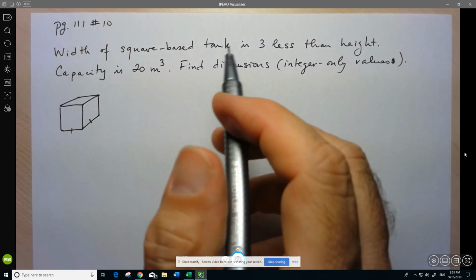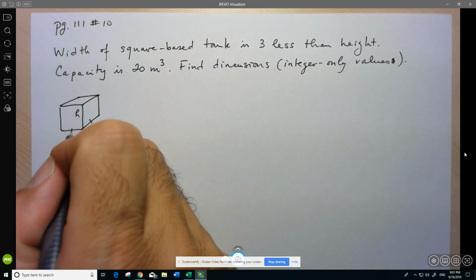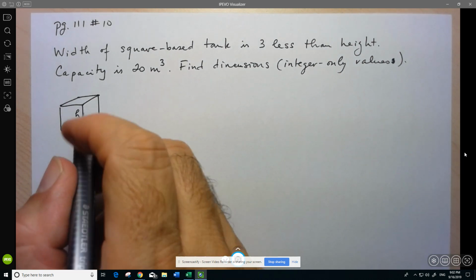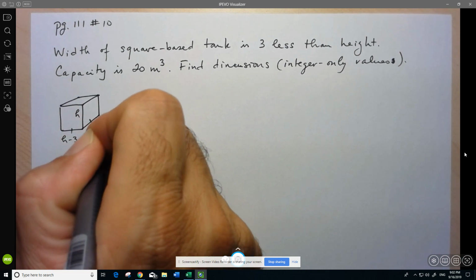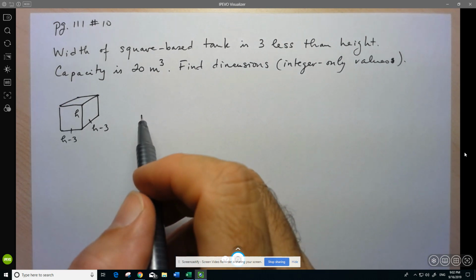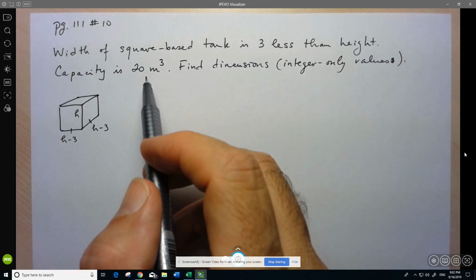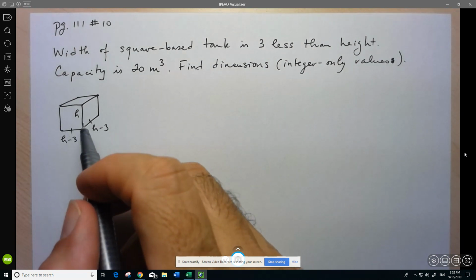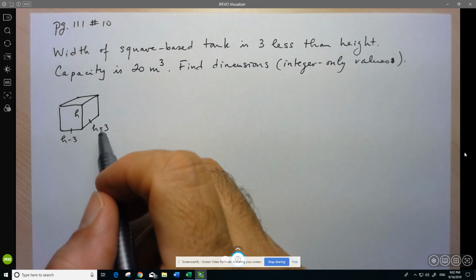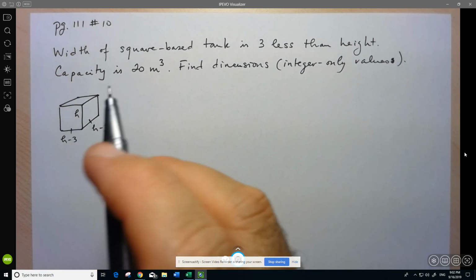If we follow what they tell us, the width is 3 less than the height. So if I call this the height h, then the width, and of course the depth, which has the same measure since it's square based, would be h minus 3. I could solve the problem this way, but I'm going to have to work with the volume, multiplying the base, the width, and the height. I'd end up multiplying out h minus 3 squared and then times h, which is a little more complicated than I need.